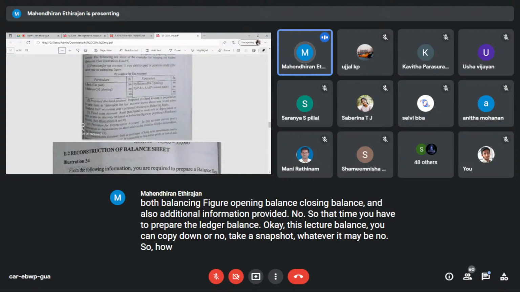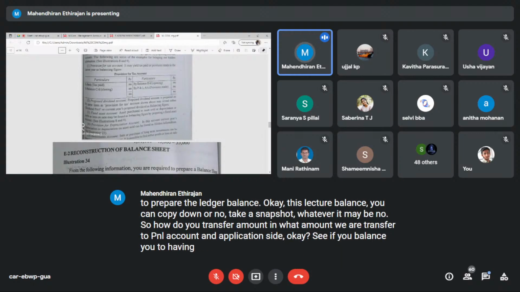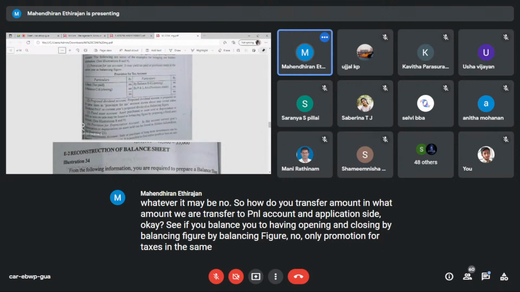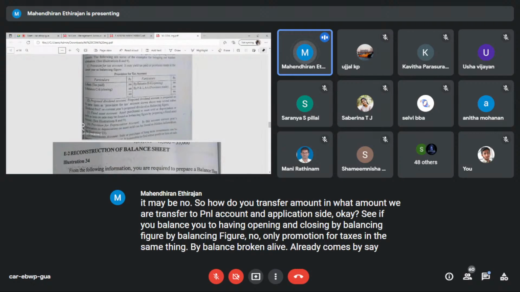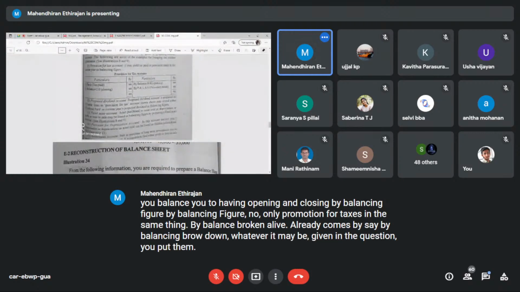So how do we transfer the amount to the P&L account and the application side? If the balance sheet has opening and closing balances, only provision for taxation there, and proposed dividend the same. By balance brought down, on the left side, whatever is given in the question, you put that amount. And to closing balance, by balancing, whatever it may be.